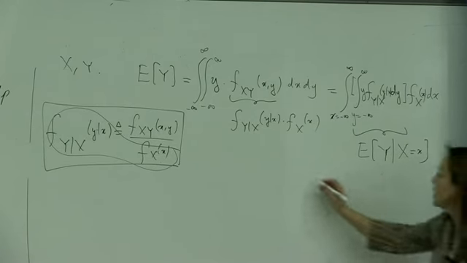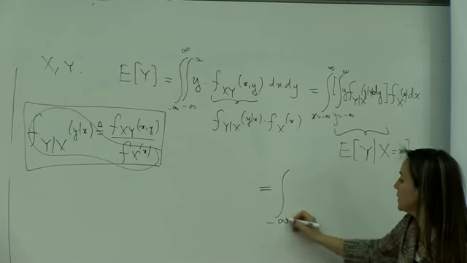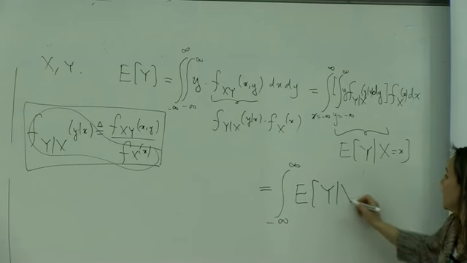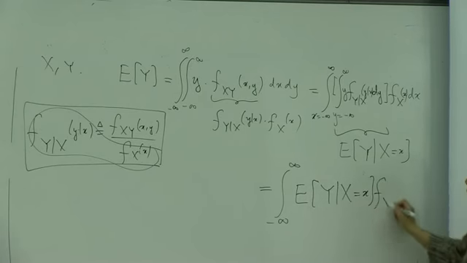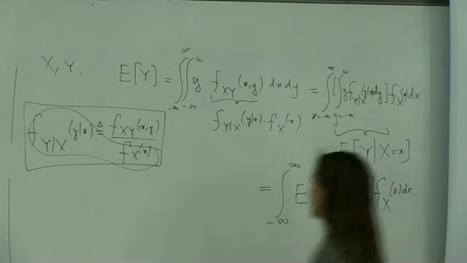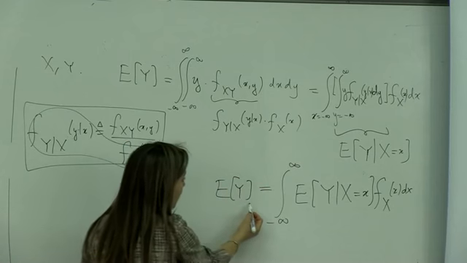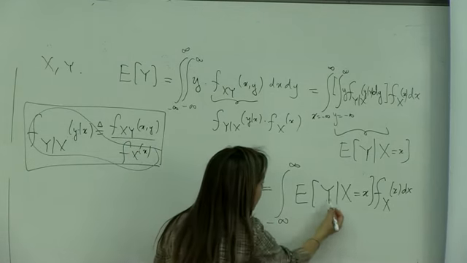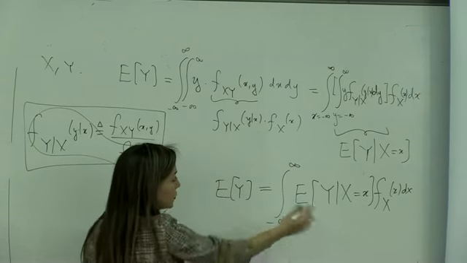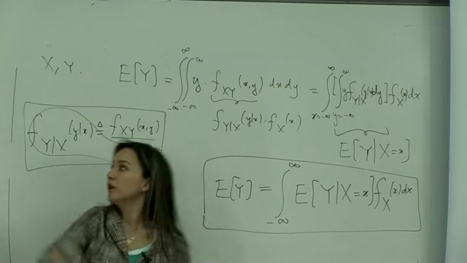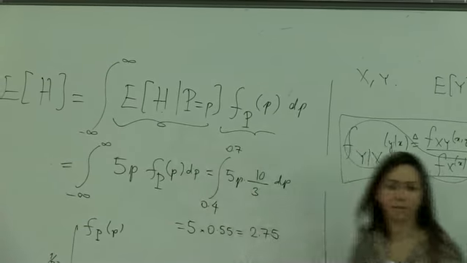Very nice. So let me rewrite this. This is the integral from negative infinity to infinity, expected value of y given x is equal to x, times f x of x dx. So we just showed that the expected value of y can be found by finding the expected value of y given x equals x times f x of x integrated over all x. Now, this is exactly what we used here. Instead of x, we have h. Instead of y, we have p.